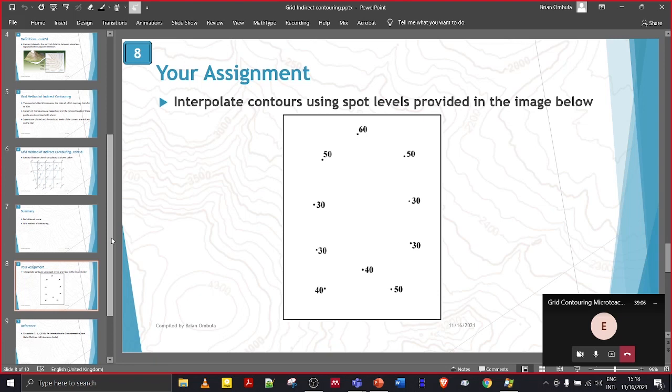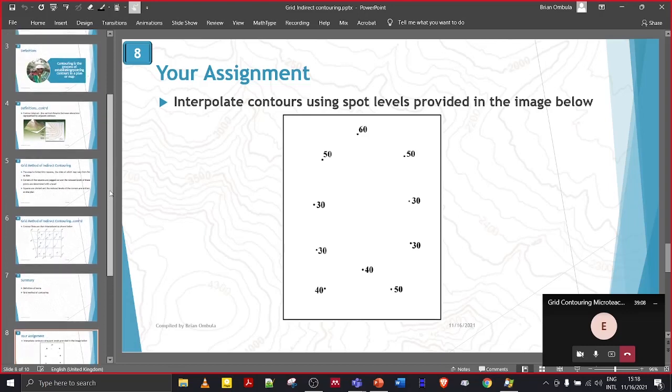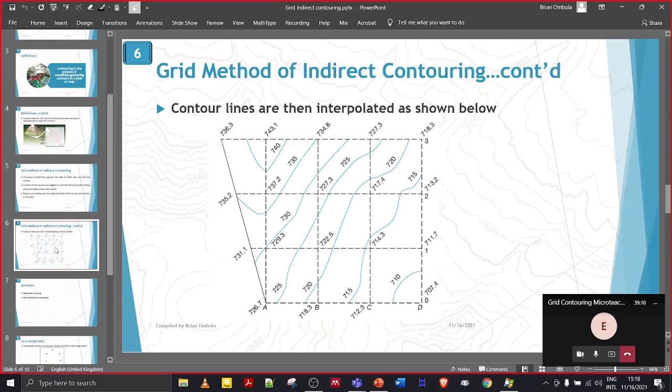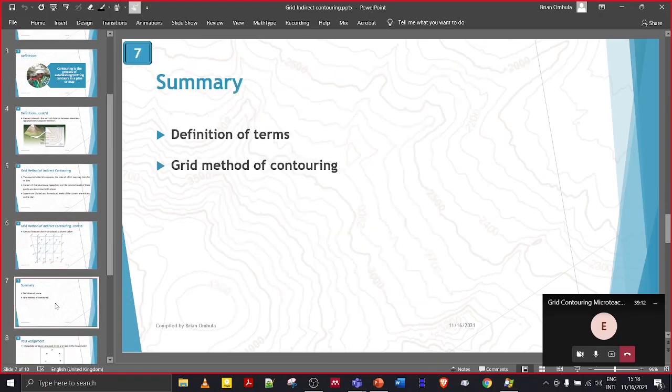Okay, so you work on the assignment, but before you go, I'd like us to remind ourselves of what we've covered today. We defined the term contour interval, and we defined the term contouring. We also briefly described the grid method of contouring. So who can define for us the term contouring? Who remembers what we said contouring is?